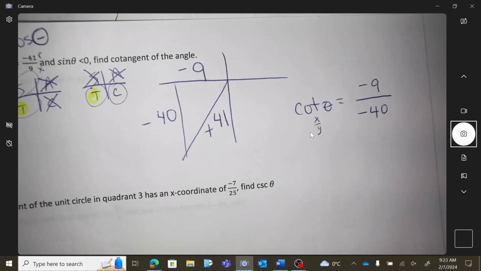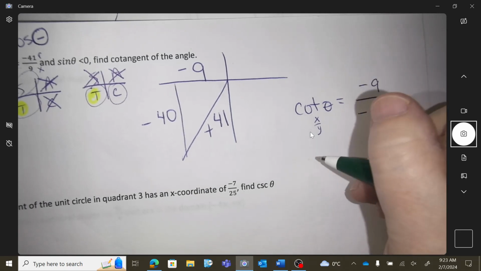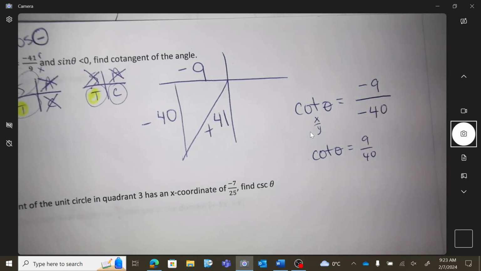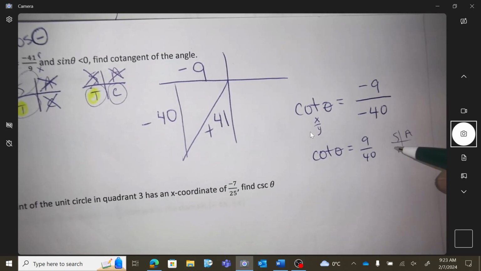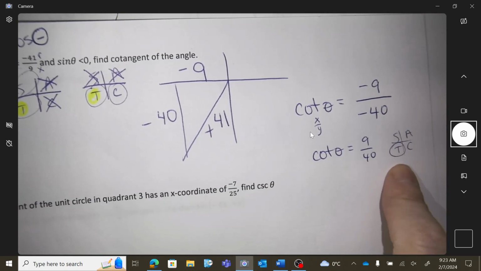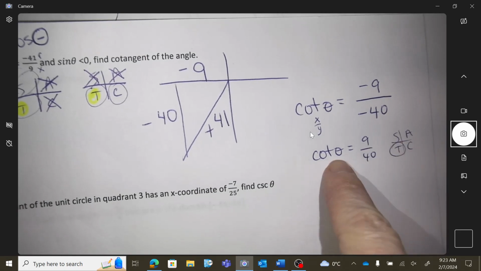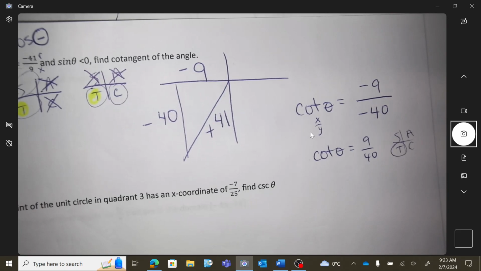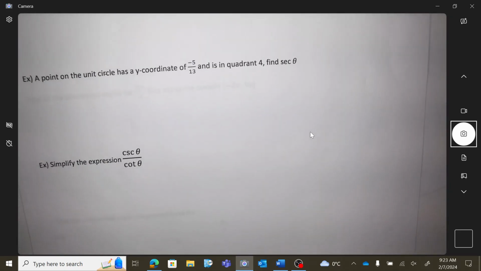And I'm expecting you to not leave your answer like that. What should you do? You should, 2 negatives make a positive. Okay, and that makes sense because where I am, the tangent should be positive. If tangent's positive, cotangent's positive. Okay, I think I'm going to skip that one. Let's try 2 more here.